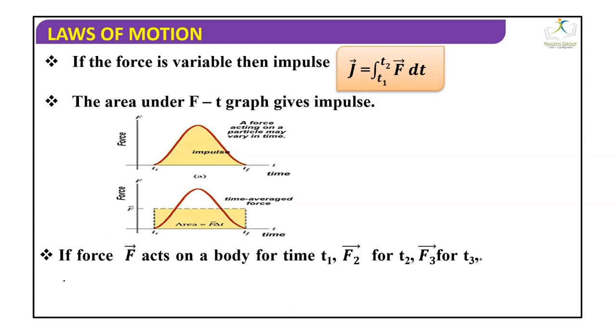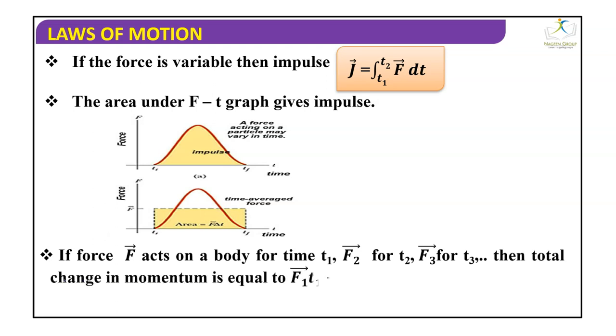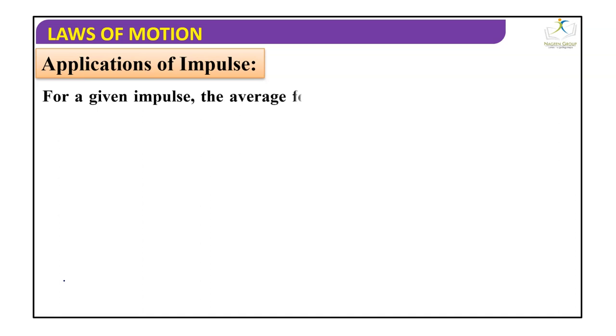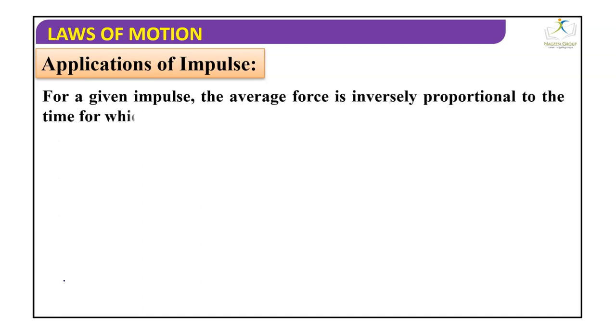If force F1 acts on a body for time T1, F2 for T2, and similarly F3 for T3, then the total change in momentum is equal to F1 T1 plus F2 T2 plus F3 T3. So, application of impulse: for a given impulse, the average force is inversely proportional to the time for which the force acts.